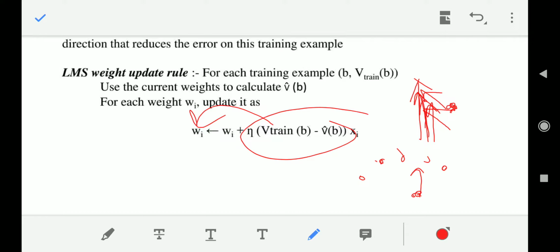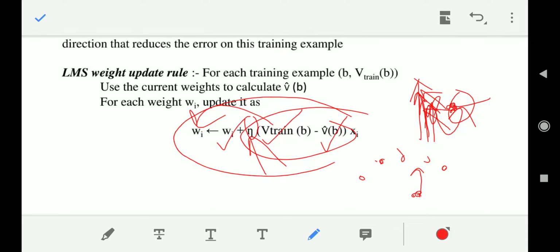So this is the first move, this is the second move. This value should be assigned to this first move as the successor move to reduce the least mean square error. This is the V train, V cap of B, the approximation function. This is the eta or n. This is the Wi. This is the method to calculate the least mean square weight.